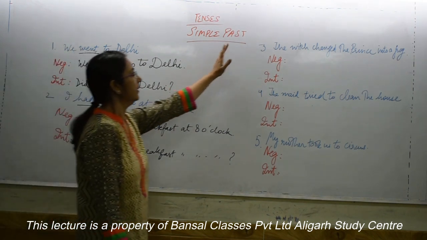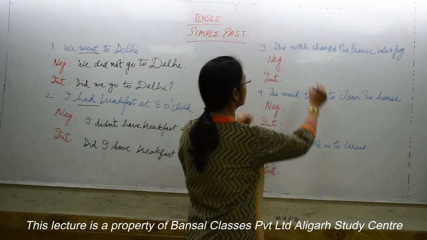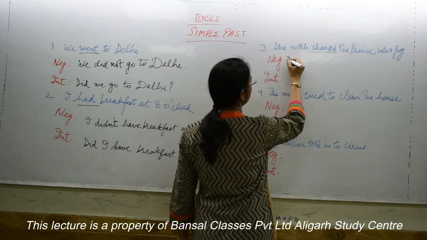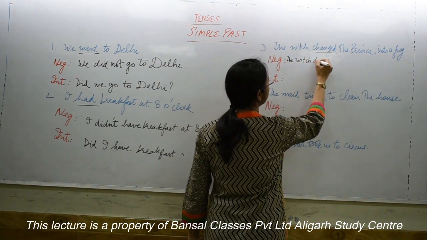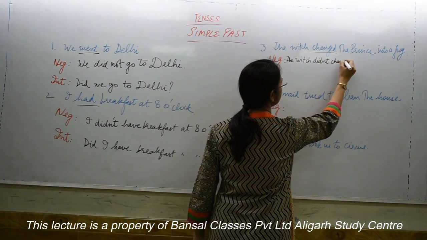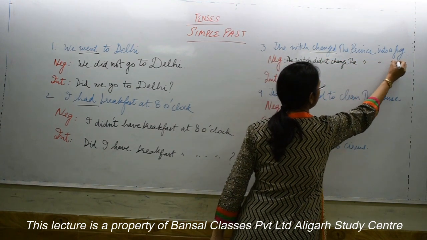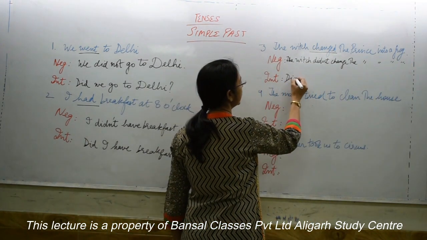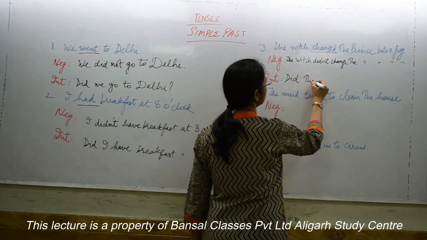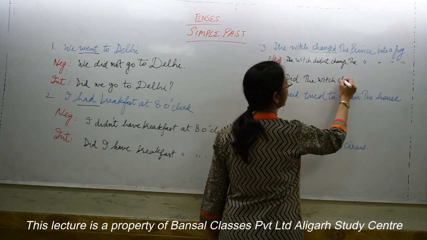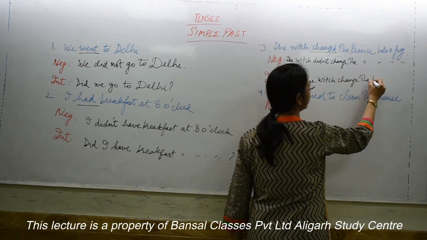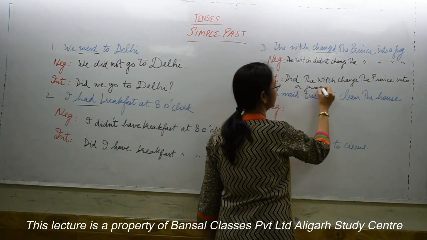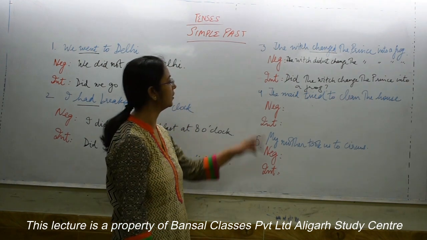Now, the witch changed the prince into a frog. Negative: the witch did not change the prince into a frog. Then interrogative: did the witch change the prince into a frog? Did the witch change the prince into a frog?